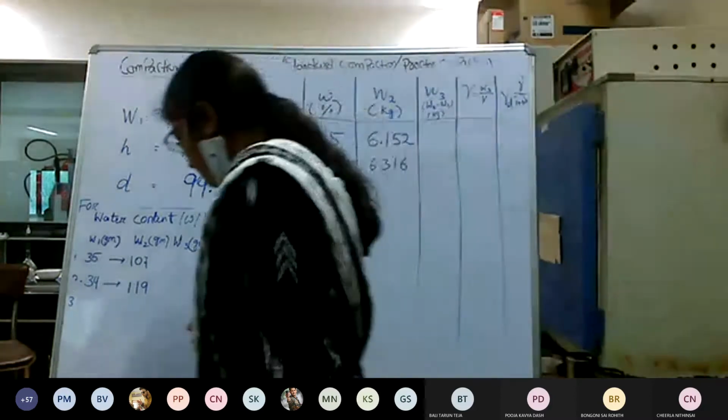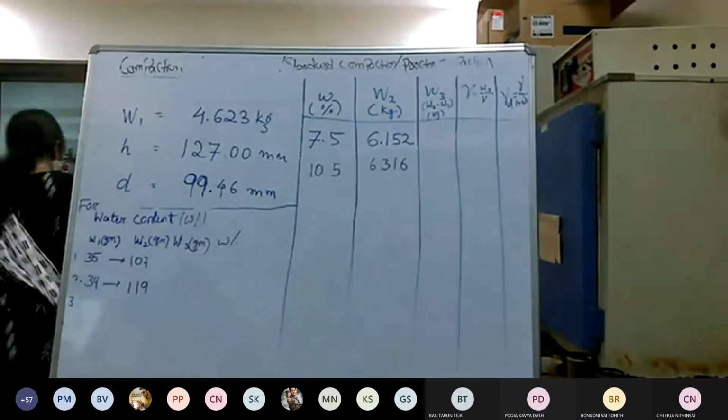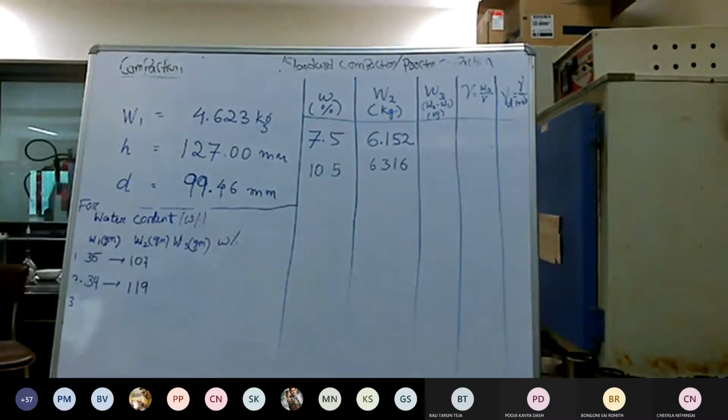We can plot the values between dry density and moisture content, and wherever the peak is, as sir was explaining, we will mark it as gamma d max or maximum unit weight or maximum dry density, and then the corresponding value will be the OMC value, and then you need to plot a zero air void line, ZAV line.